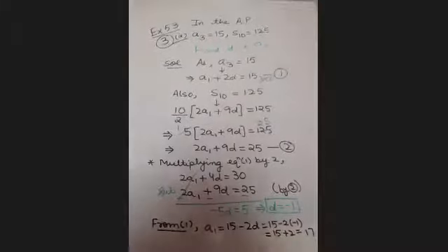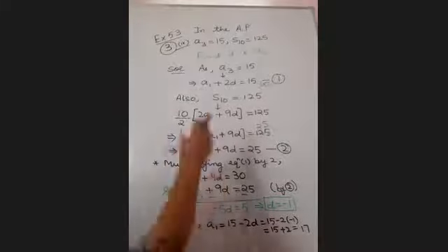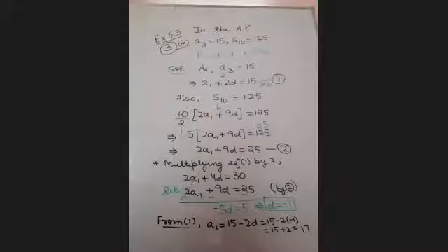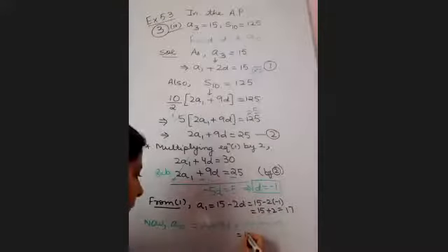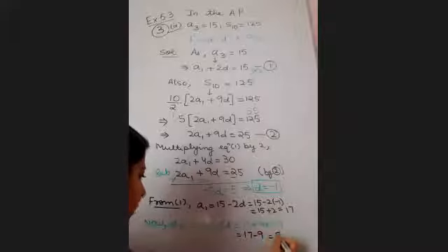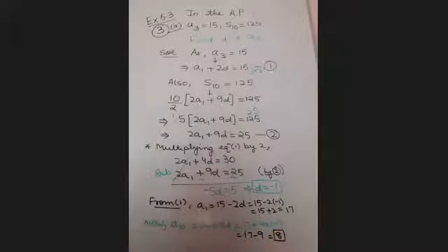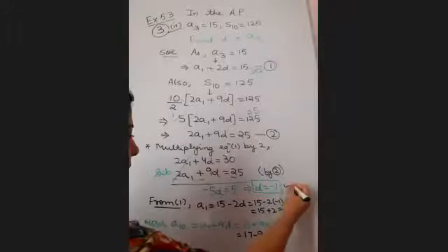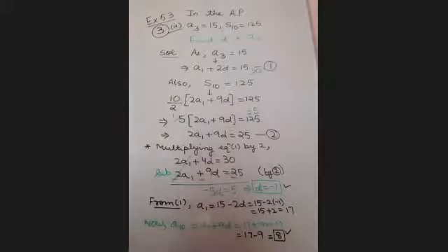So now you have calculated A1 as well. Lastly, what is to be calculated? A10. A10 is A1 plus 9D. So 17 plus 9 into minus 1, which is 8. Sorry, 17 minus 9, which is 8. Clear? So we had to calculate D and A10. We are done with that. Alright, beta.